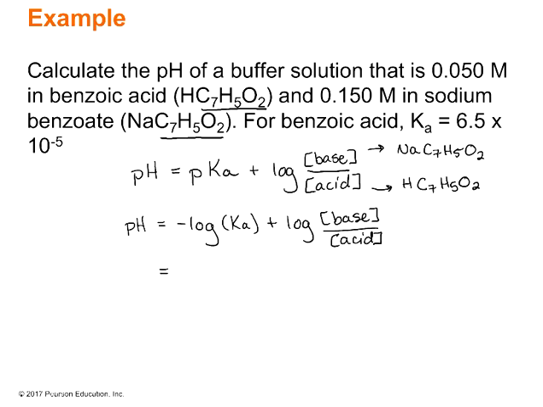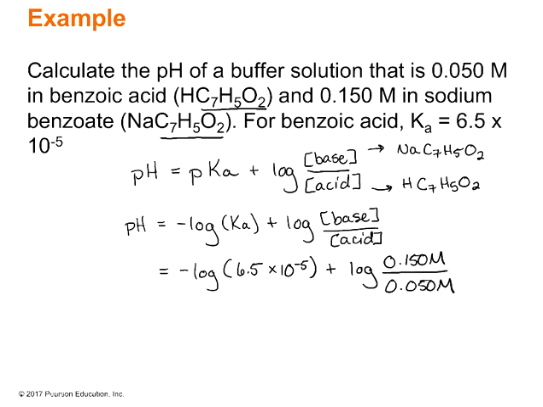So now let's plug in all of the values that we have. Okay, so we put in our Ka value, and then we put in the concentration of the base over the concentration of the acid. And you'll notice that the units for concentration cancel. And remember, again, we're going to take the log of that full expression there, so 0.15 over 0.05. All right, so now let's plug this into our calculators and see what we get. So for the first part, the pKa value comes out to be 4.187. And then the other part of our expression comes out to be 0.477.